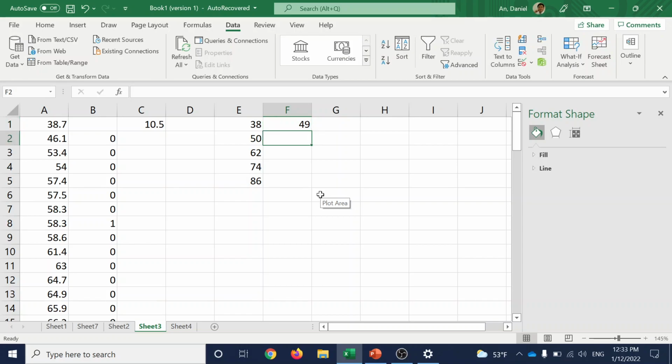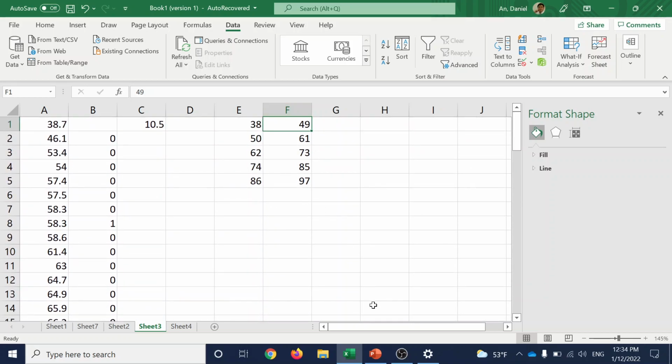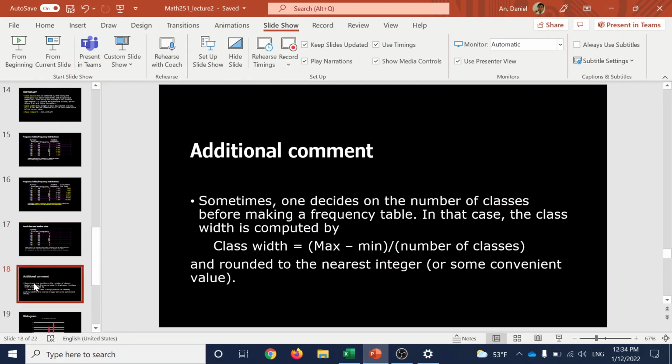So the upper class limit will be 38 to 49, and to 61 and 73 and 85, and then it's add 11, so it's 97. And you can see that if you do these as your lower class limit and upper class limit and make a table, then all the data will fit, right? And you will have exactly 5 number of classes. So that's something that could be done.